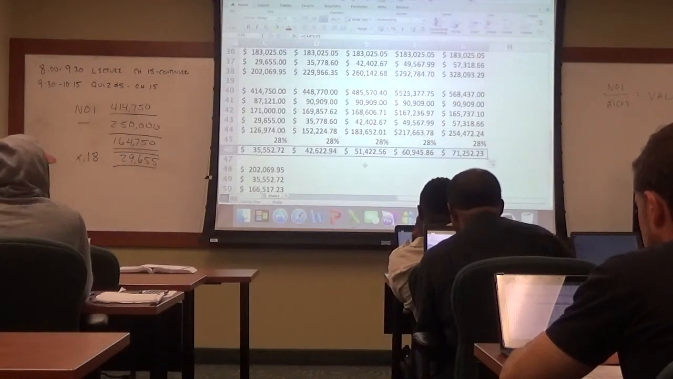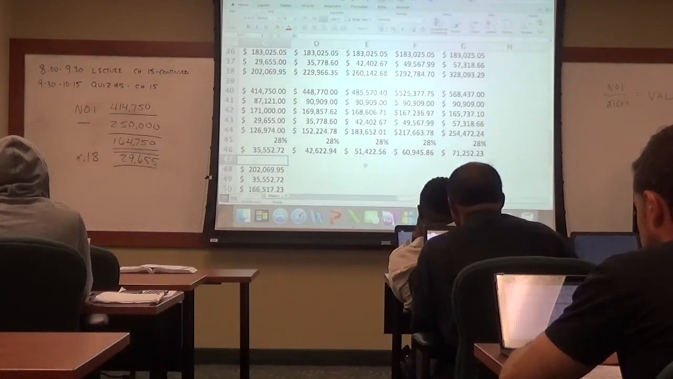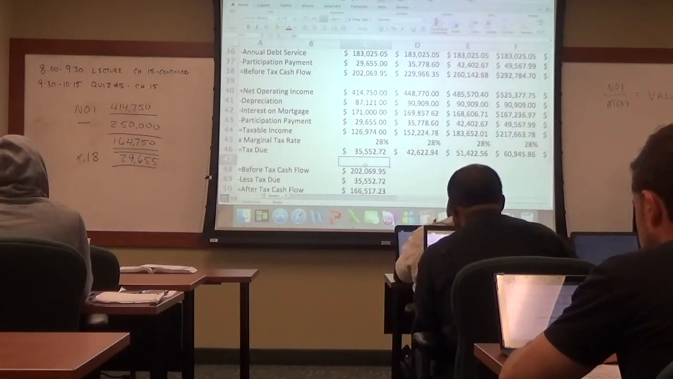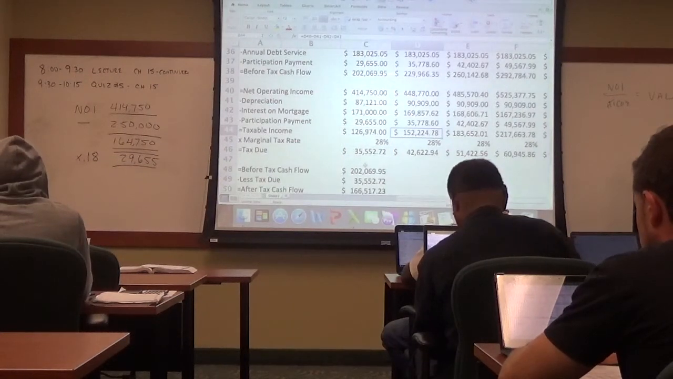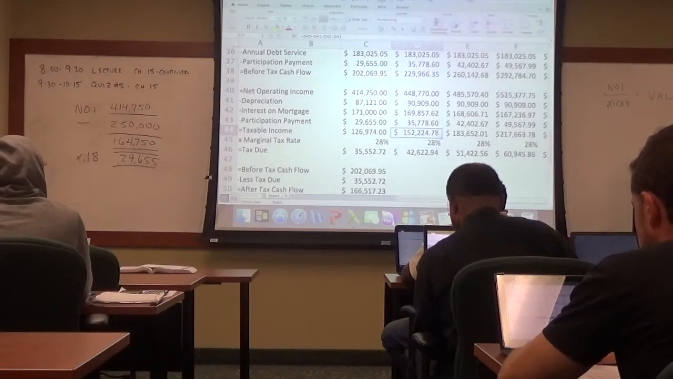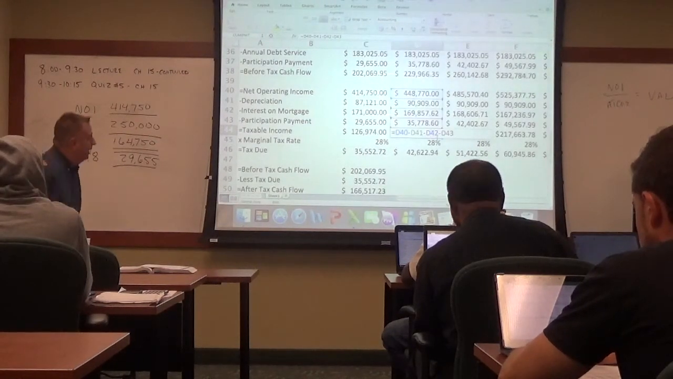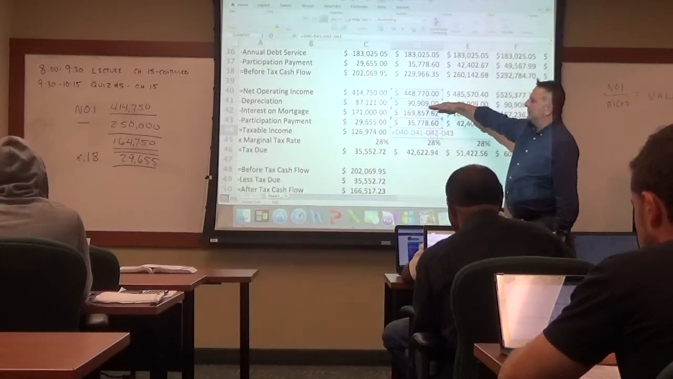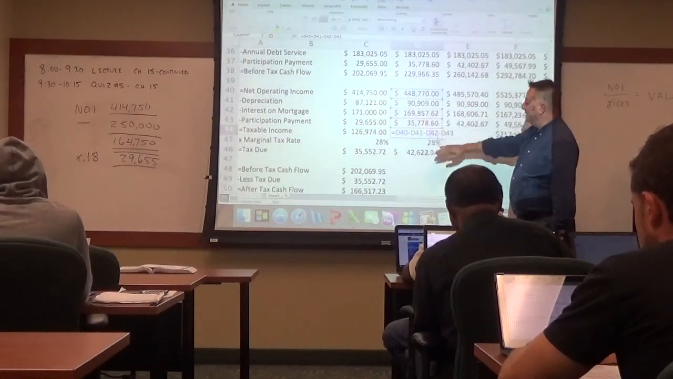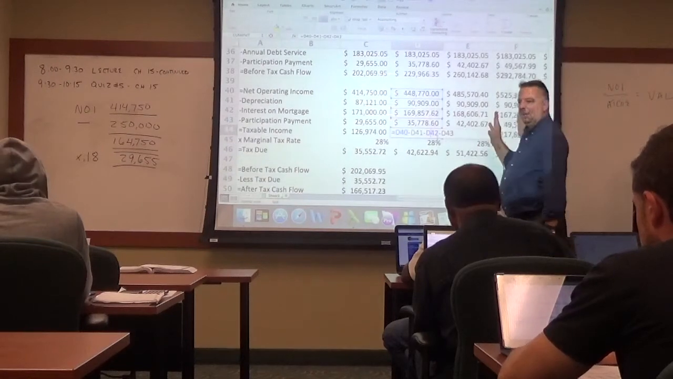Okay, so we match up with that. Something's off. Taxable income, we just went straight through, right? Yep, that one should be copied straight over. Just make sure that the taxable income number is simply NOI minus depreciation, minus interest on the mortgage, minus participation payment. That's all it is. Copied over.